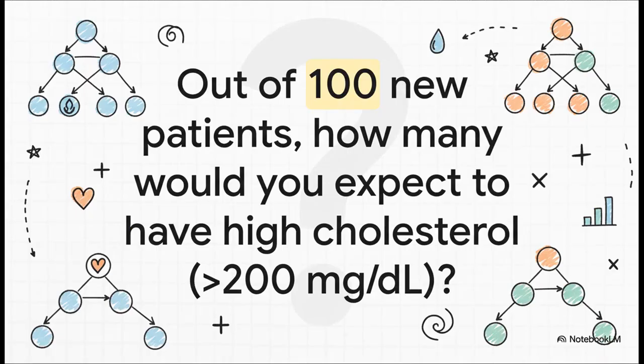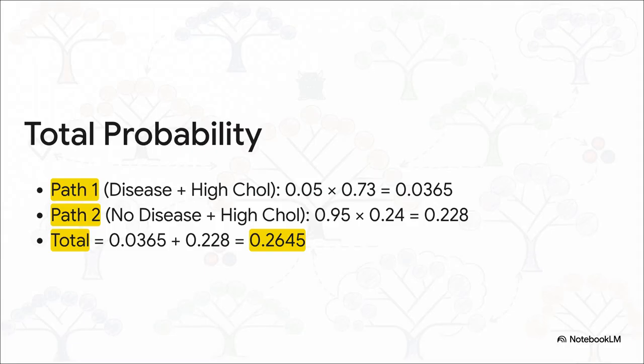Okay, so with all that data, here's our actual mission. We need to figure out of 100 new patients, how many we'd expect to have high cholesterol. So this is a 2-step process. First, we need to use our tree to find the total probability that any given person has high cholesterol, whether they have heart disease or not. Then we can apply that to our group of 100. And this is where the tree is just a lifesaver.